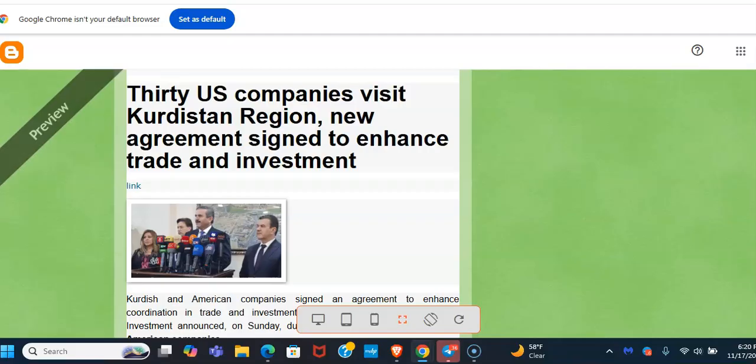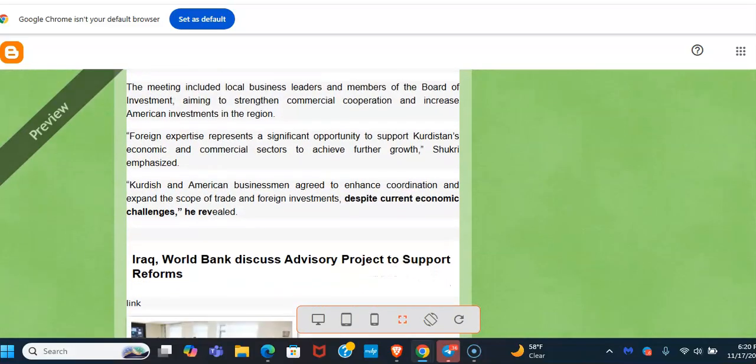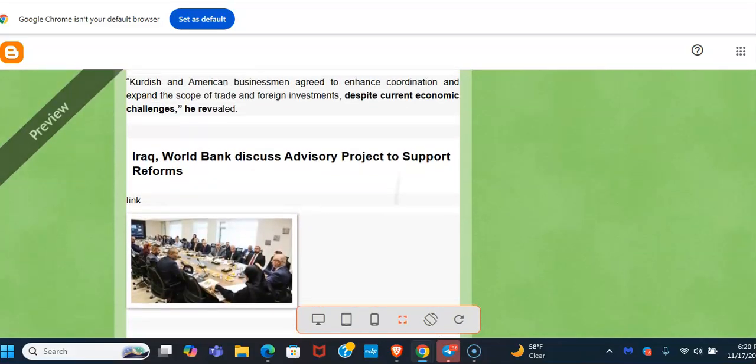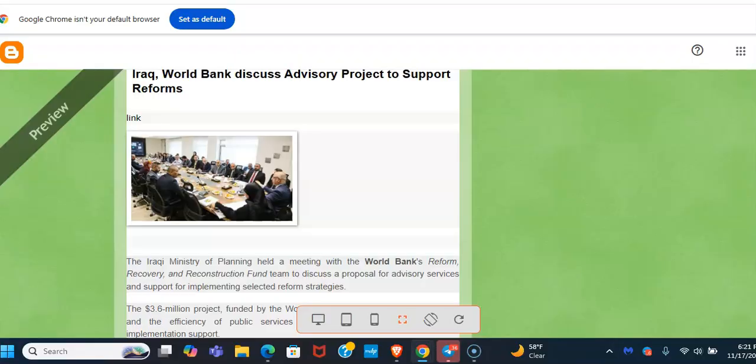All right, 30 U.S. companies visit Kurdistan region. New agreements signed to enhance trade and investment. So if you want to read that, it's a short article. So even though there's current economic challenges, the 30 businessmen went and agreed to enhance coordination and expand the scope of trade. Here's another short little article.